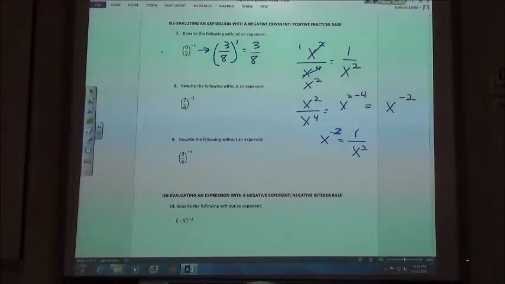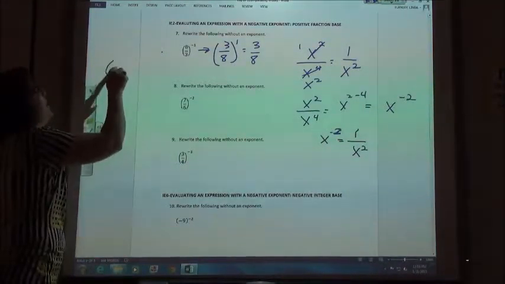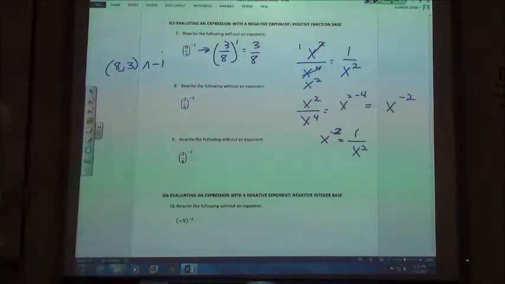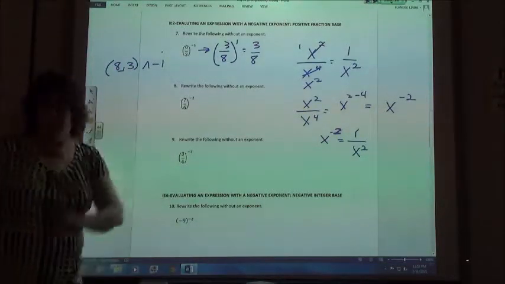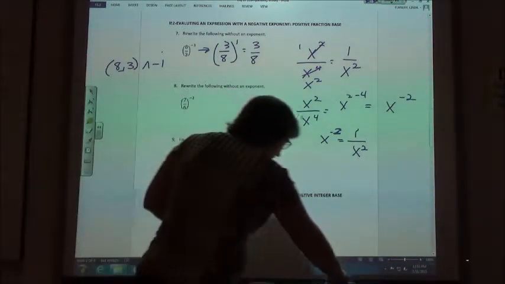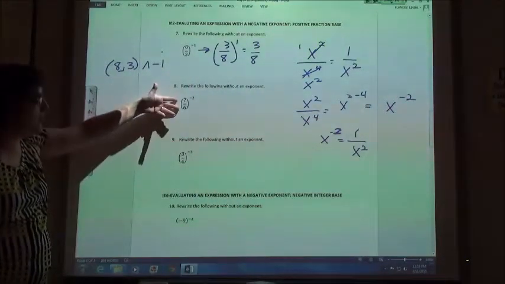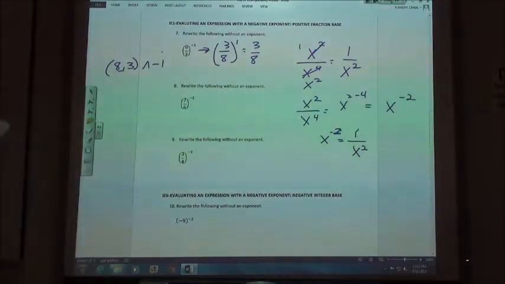Now again, we could check that with our calculator, because our calculator knows all this math. If I do 8/3 caret -1, what does your calculator give you? 3/8. So, if I have a negative exponent, the first thing I'm going to do is the reciprocal of the base to make that exponent positive.